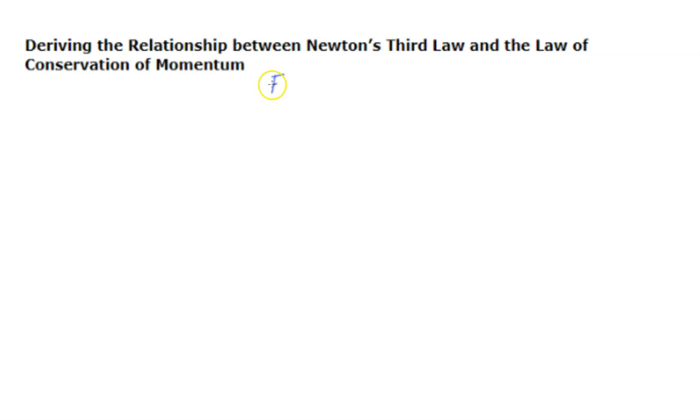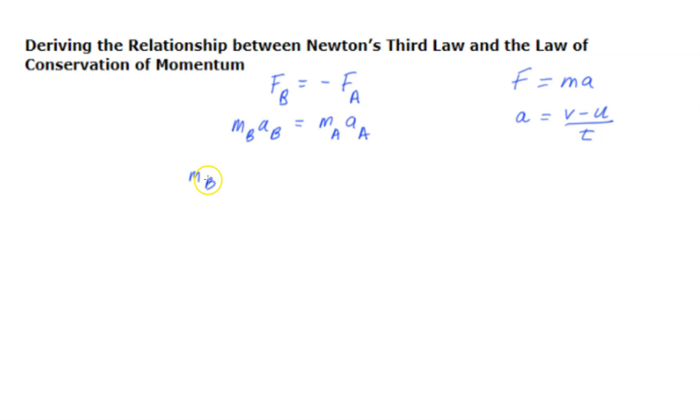As we said, Newton's third law represented mathematically. Recall from Newton's second law, F equals ma. And recall that acceleration equals the final velocity minus the initial velocity over the time. If we substitute that into these equations, we get, okay, I forgot my negatives here.